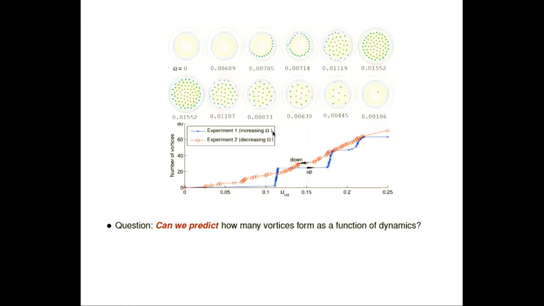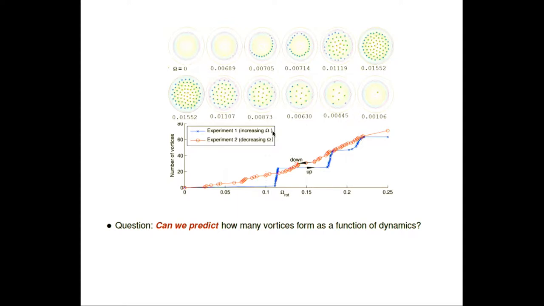So here's the same thing I just played in the movie, but in pictures: rotation rate versus the number of vortices. This is increasing and then decreasing the rotation rate. So as I increase, a bunch of them come in, and then for a while nothing happens as I keep on increasing. And then another instability happens from the boundary and more come in. And then one more, etc. And then as I decrease, one by one they disappear. So it's a more continuum curve when you go down. Okay. So mostly I want to talk about this red curve as we go down.